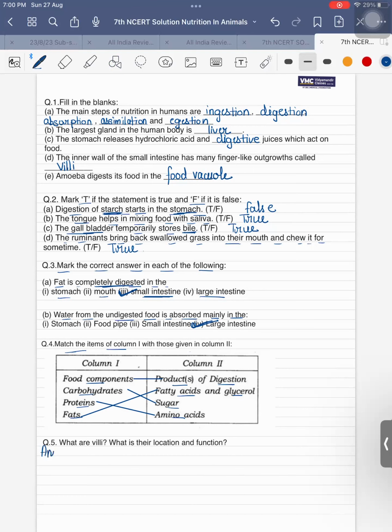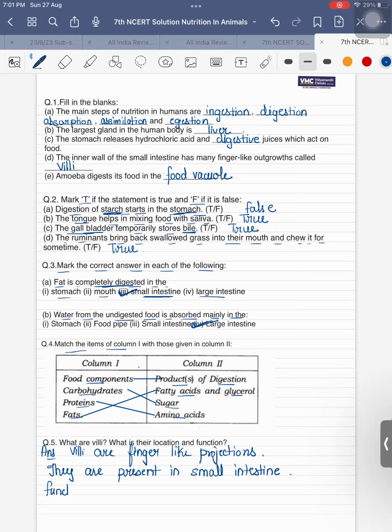So villi, beta, are finger-like projections. Where are they located? They are present in the small intestine. And what is the function? The function of villi is to increase the surface area for absorption of digested food.